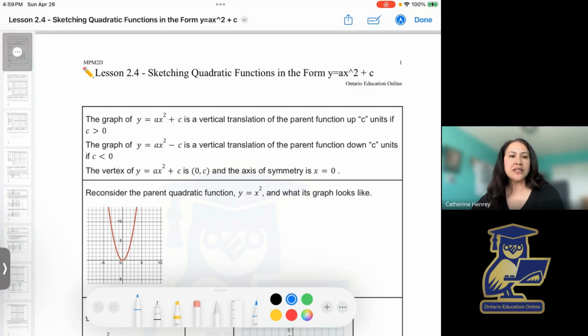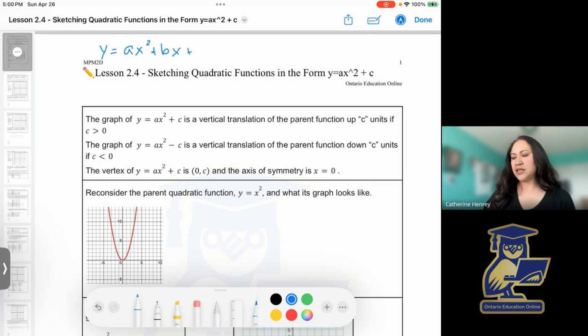So here we go with lesson 2.4 of our quadratic unit, number 2. And I want to just recap a little bit. What we've been doing is trying to learn how to graph quadratic functions and define their characteristics. Remember, in one of our first lessons, we were looking at the function that's typically written as ax² plus bx plus c. And this is known as standard form.